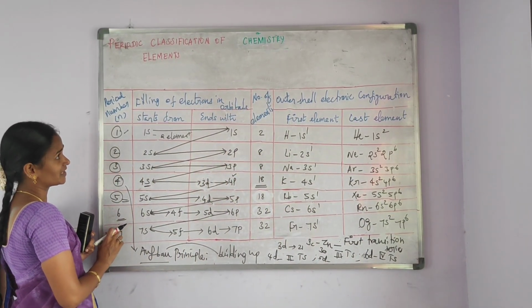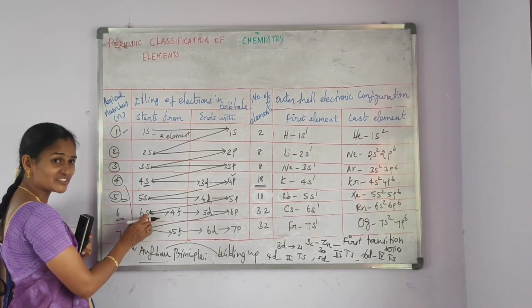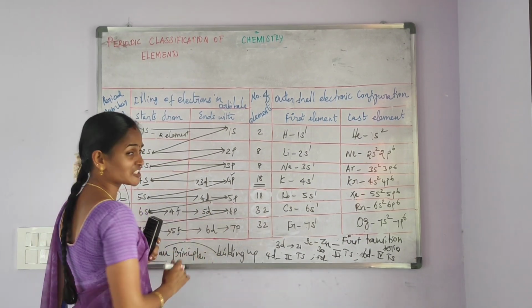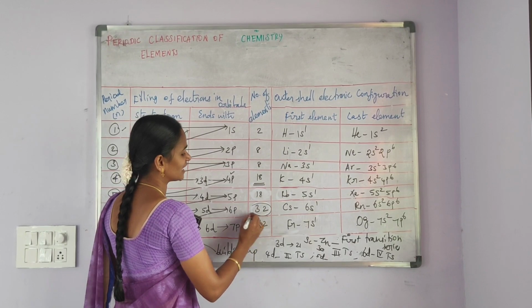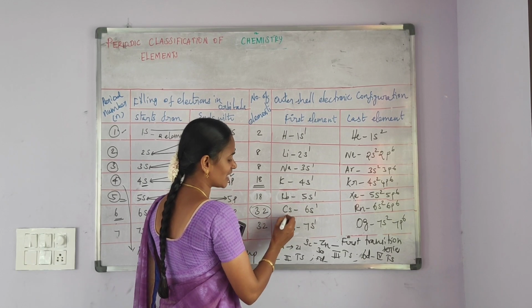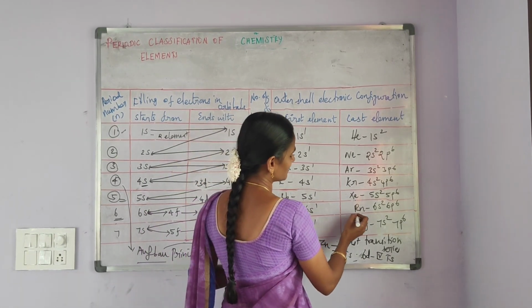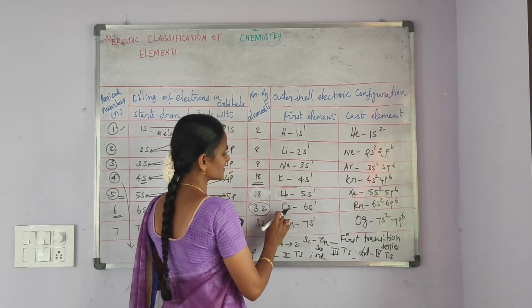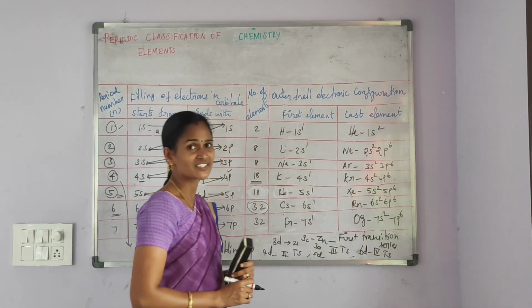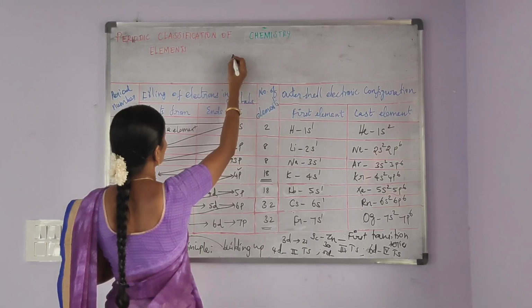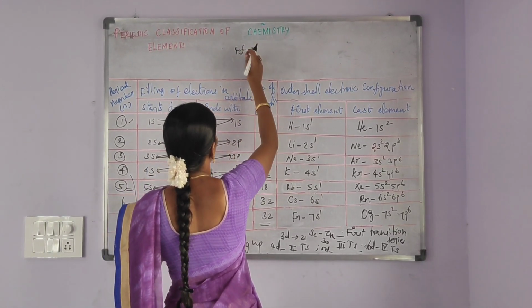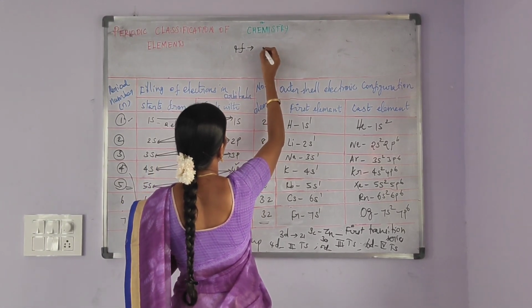And then sixth period, filling of electrons starts from the 6s orbital followed by 4f, 5d and 6p orbitals. Totally 32 elements are present in the sixth period. The sixth period starts with the element cesium and ends with the element radon. Cesium, its electronic configuration is 6s1. Radon is 6s2 6p6.